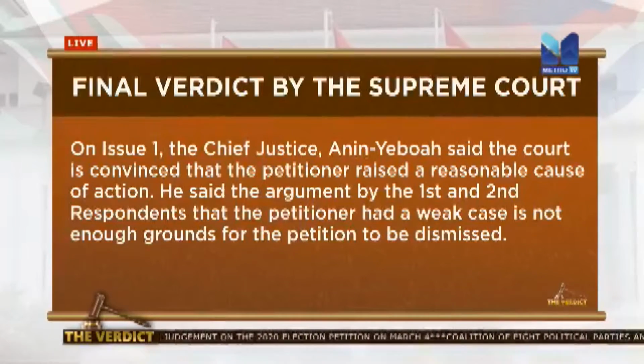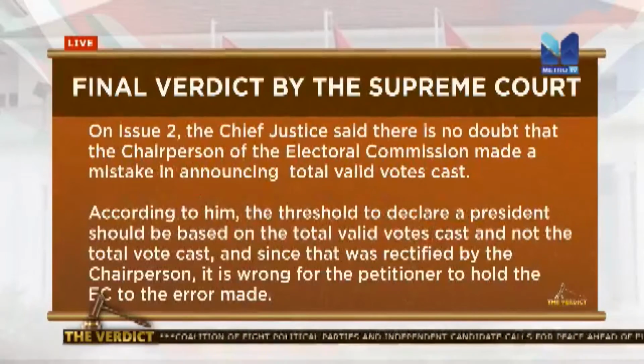On issue 2, the Chief Justice said there is no doubt that the chairperson of the Electoral Commission made a mistake in announcing total valid votes cast. According to him, the threshold to declare a president should be based on the total valid votes cast and not the total votes cast. And since that was rectified by the chairperson, it is wrong for the petitioner to hold the EC to that error.